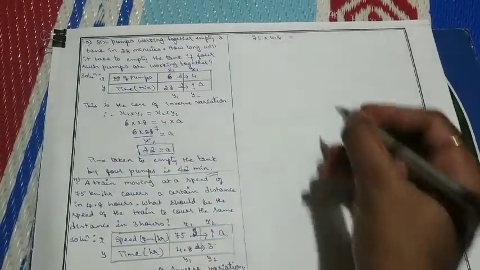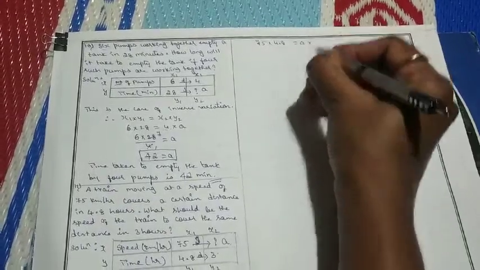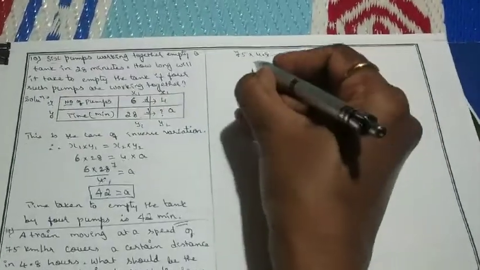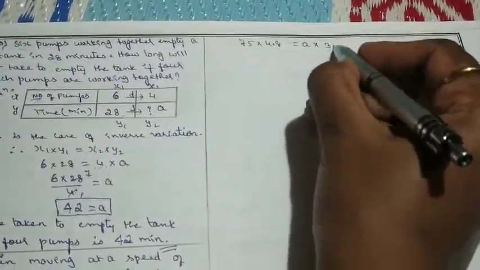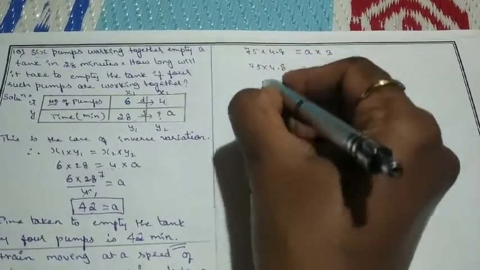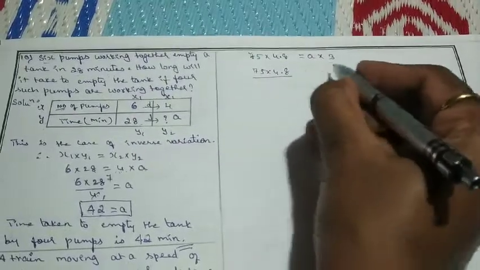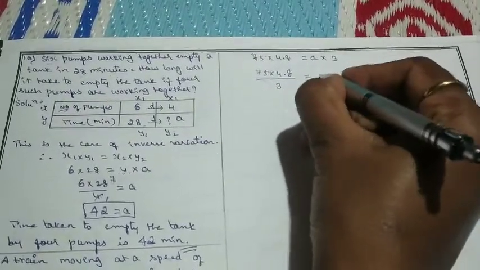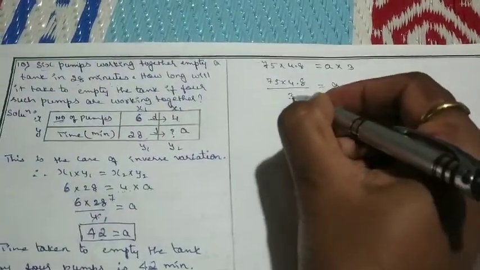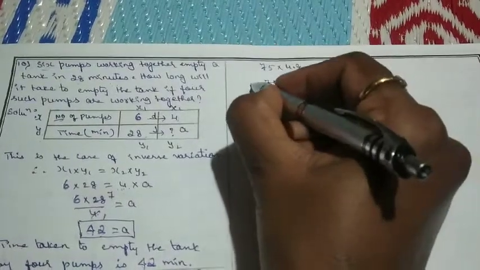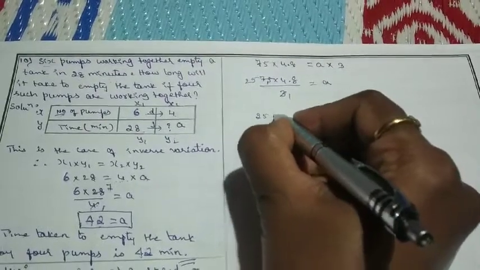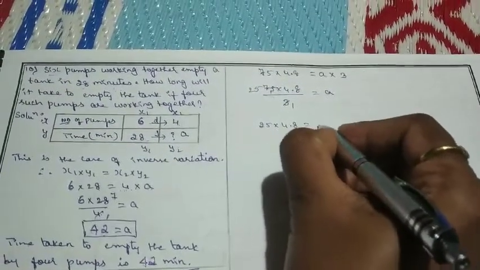So I'll consider it as a variable a, into y2 which is 3. Now 3 and a are under multiplication, so it changes to division. So 75 into 4.8 divided by 3 equals a. So 75 and 3 get cancelled in the 3 table: 3 ones are 3, 3 twos are 6, 1 remains, 3 fives are 15. Then 25 into 4.8 equals a.